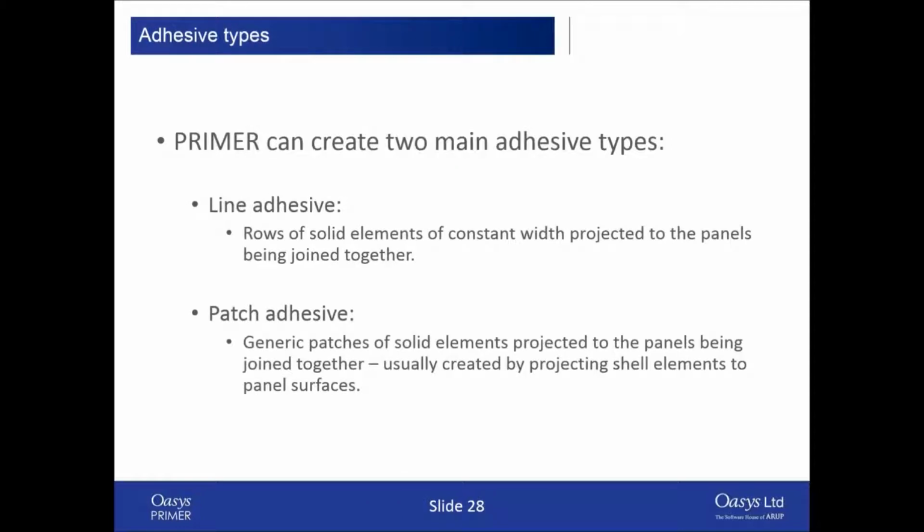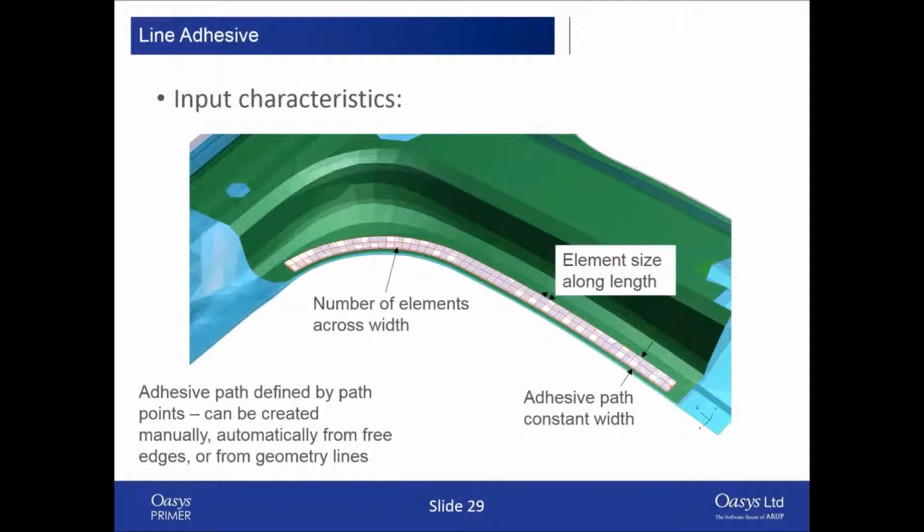Okay. So I'm going to move on and talk about adhesive now. So with adhesive, Primer can create 2 main adhesive types. There's a line adhesive. So this is a row of solid elements of constant width, which are projected to the panels being joined together. And then we've got patch adhesive, which are generic patches of solid elements, which again are projected to the panels being joined together. And they're usually created by projecting shell elements to the panel surfaces that are surrounding. So I'll just show you some examples of these.